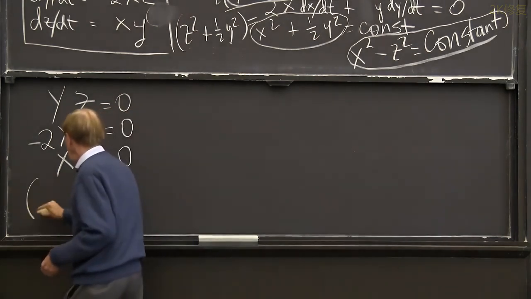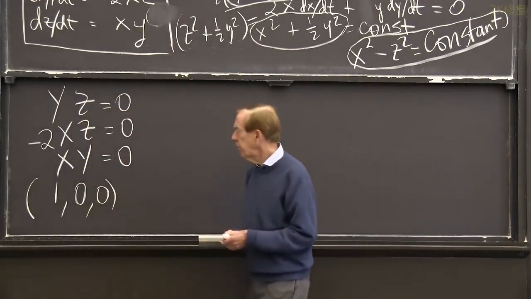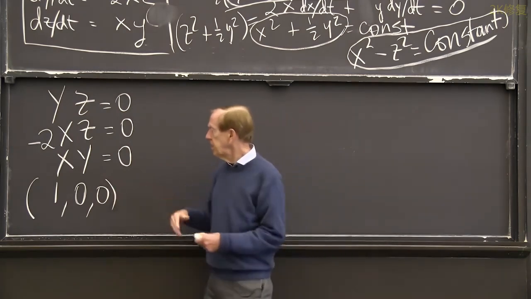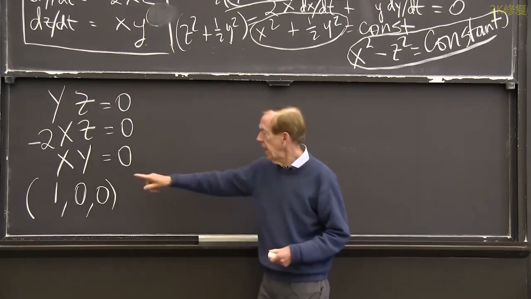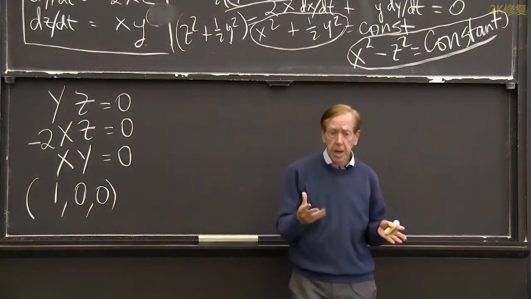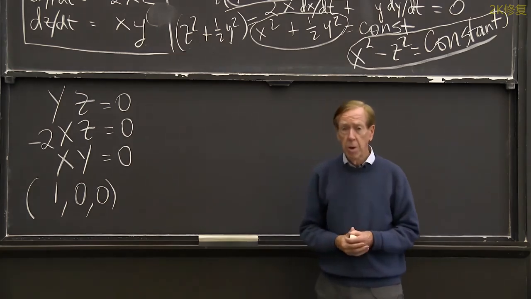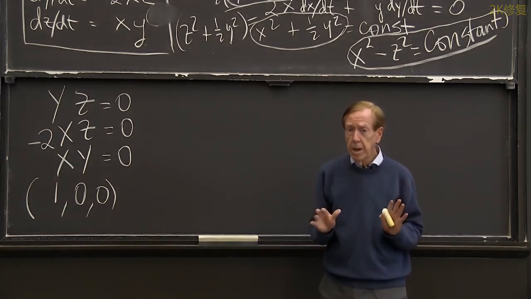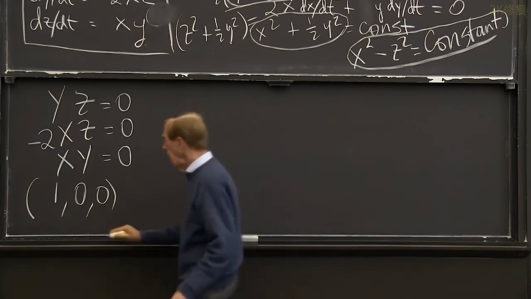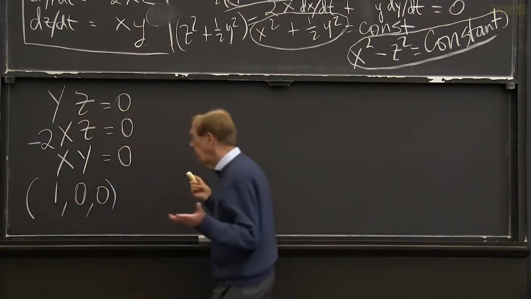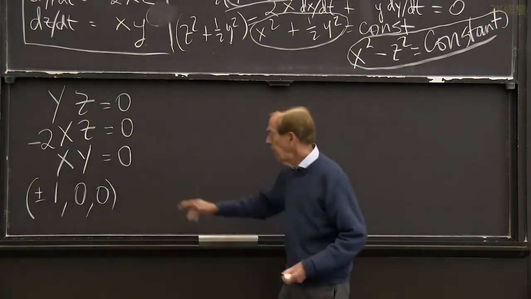Solutions could be 1, 0, 0. If y and z are 0, I get 0. So that is certainly a steady state: x equal 1, y and z equal 0 and 0. And that steady state is spinning around one axis. And actually, -1 would also work. So I found two steady states with y and z 0.